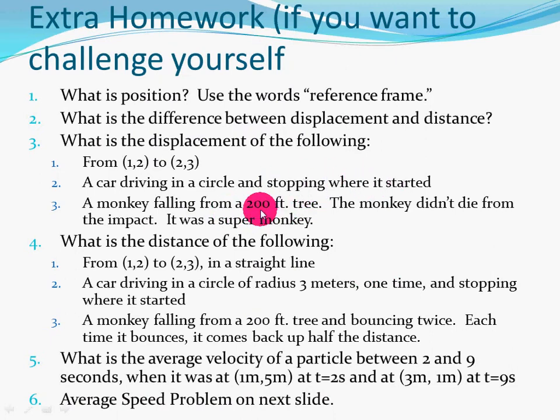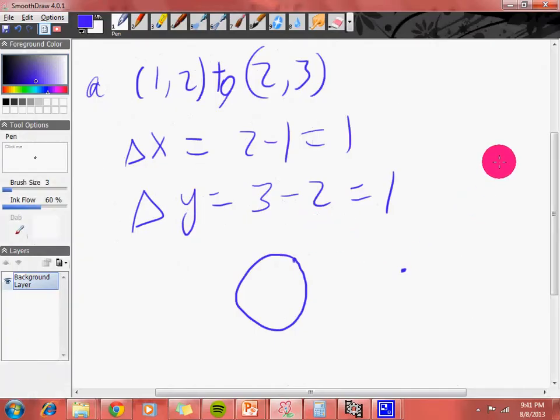A monkey falling from a 200 feet tree. The monkey didn't die from the impact. It was a super monkey. I was a hilarious person back in my day. I came up with that question all by myself. I am so proud of myself.